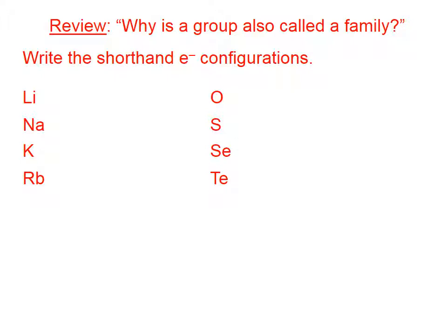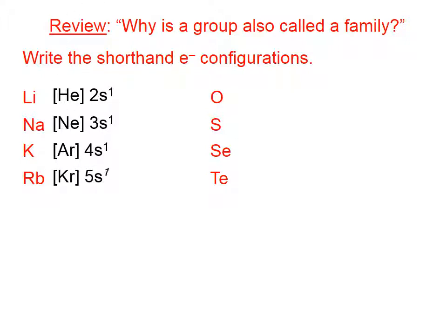So let's write some shorthand electron configurations for these elements. It would be helpful if you had a periodic table to refer to. I'm going to assume that you understand electron configurations and have gone through that before, so I won't review that here. For lithium, the shorthand electron configuration is going to be [He] 2s1. For sodium, it's going to be [Ne] 3s1. For potassium, [Ar] 4s1. And for rubidium, for example, it'll be [Kr] 5s1.